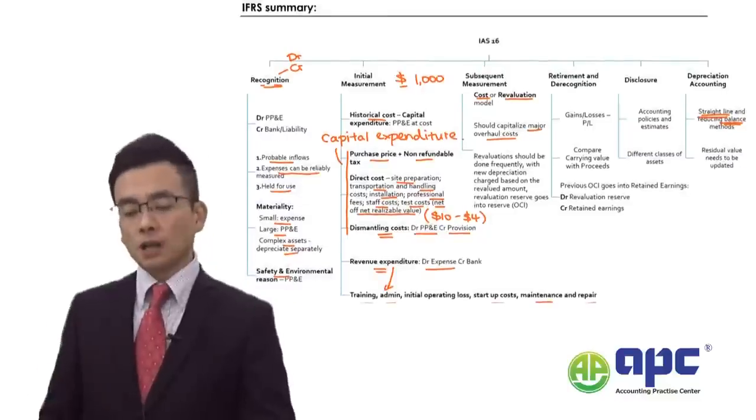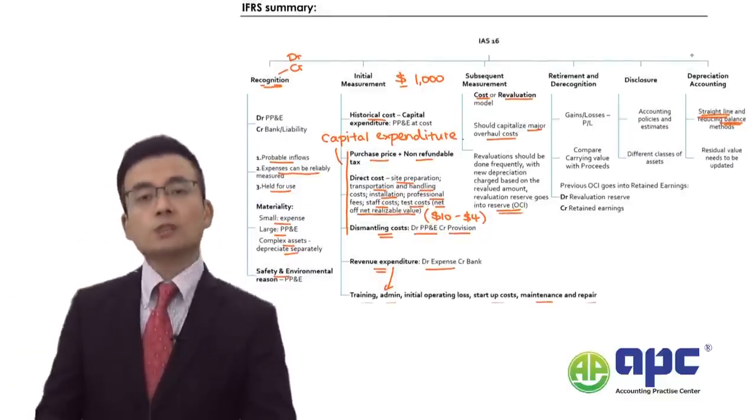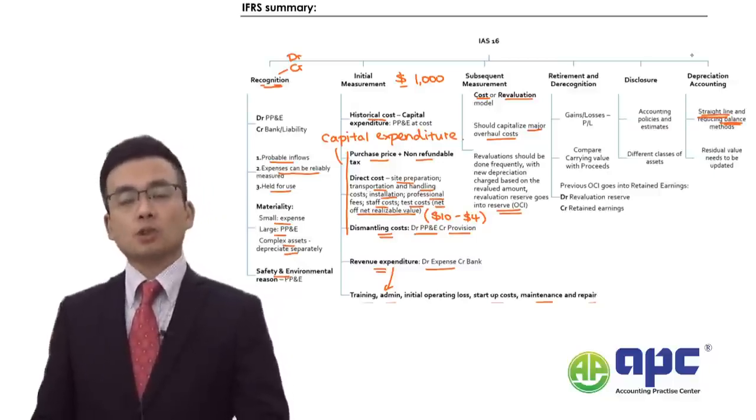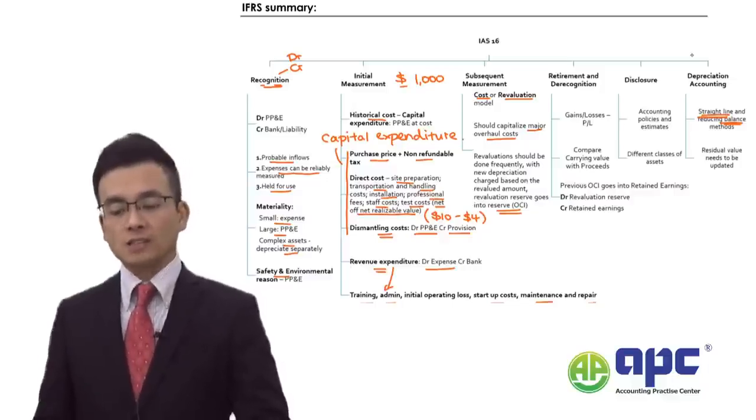If you're using the revaluation model, then for the revaluation upwards, we're going to put that into reserve, which means the OCI, other comprehensive income, in the statement of profit or loss and OCI, and accumulate that into a reserve in the SFP.